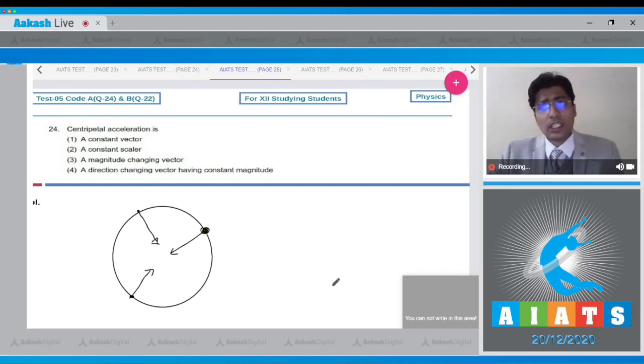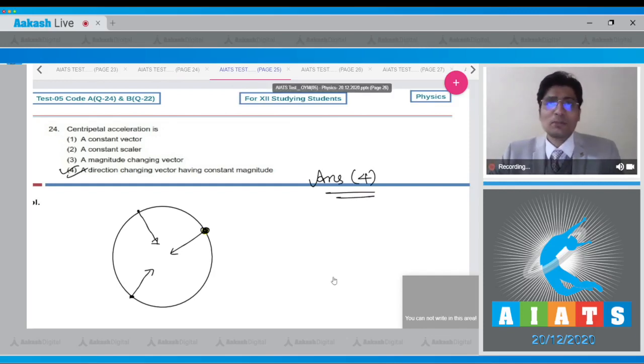The magnitude, however, can remain the same depending on whether the circular motion is uniform or not. And hence, the best possible answer for this question lies in the fourth option, that it is a direction changing vector having a constant magnitude. With the hope that you have understood this question, let us move to question number 25.